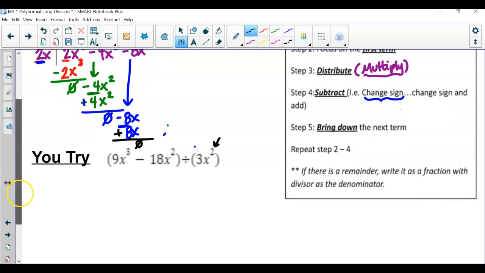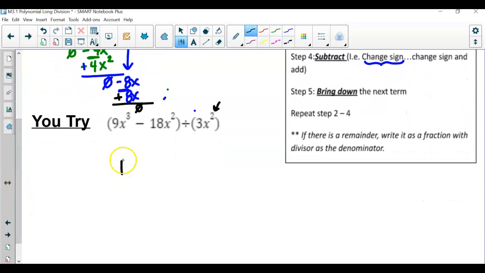And here we go. So I'm going to divide 3x squared into 9x cubed minus 18x squared. Focus on the numbers first if you need to. Break it apart, right? 3 goes into 9 3 times. Then 3, take away 2, I only need 1 more x.